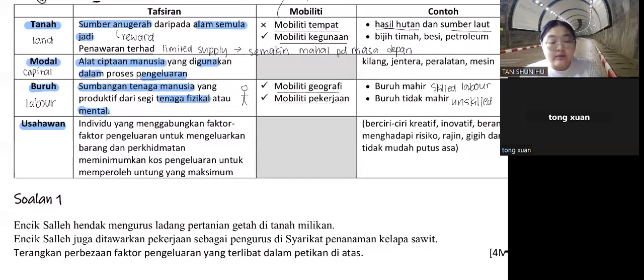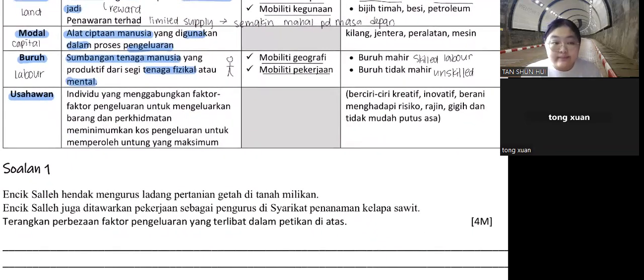Okay, now the next one, usahawan. What is usahawan? The boss, the entrepreneur. Now, this is an individual. Normally, their job is to do what? Gabungkan faktor-faktor pengeluaran. Means what? They will combine the leftover sumber economy and help us to mengeluarkan barang dan perkhidmatan.